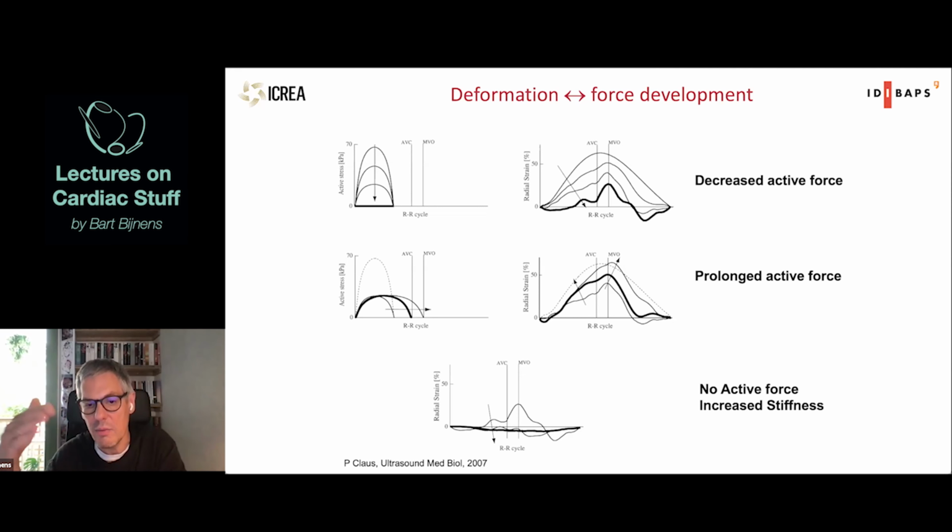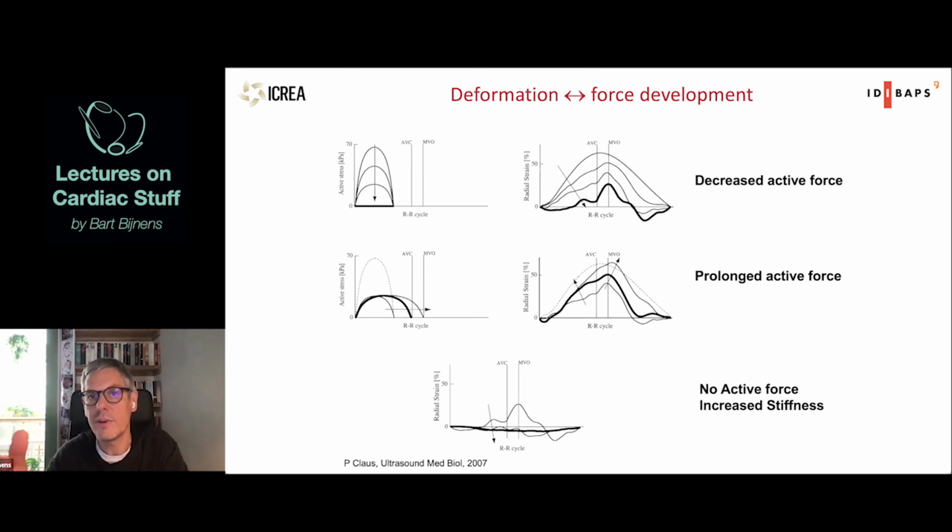You will see that in the remote regions. So if you look at the basolateral wall in the setting of left bundle branch block, we see that the deformation even continues after aortic valve closure. So it is effectively post-systolic, post-ejection, and not contributing necessarily to the ejection then. And the main thing is also that it just gradually goes from systole into post-systole without this kind of little dip there.